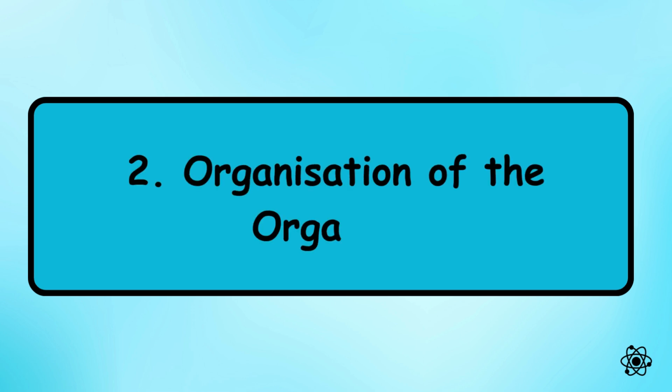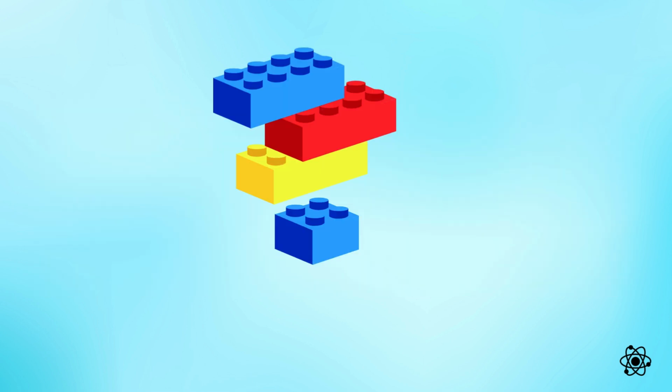This video summarizes what you need to know about topic 2, that is organization of the organism. First of all, you must understand that a cell is the basic unit of life. Just like how building blocks can be used to make something, a cell is the basic building block of an organism.